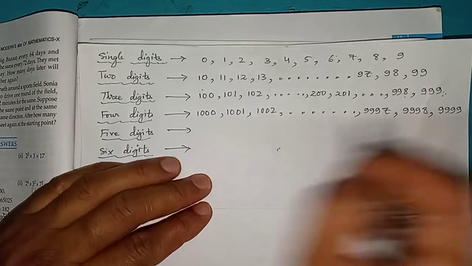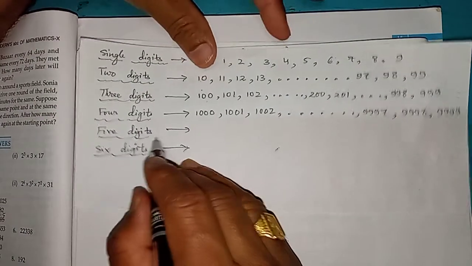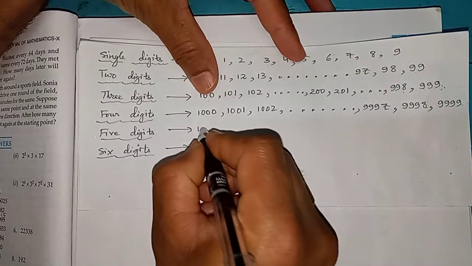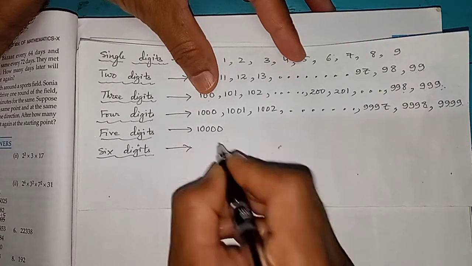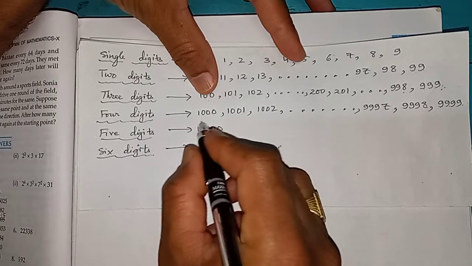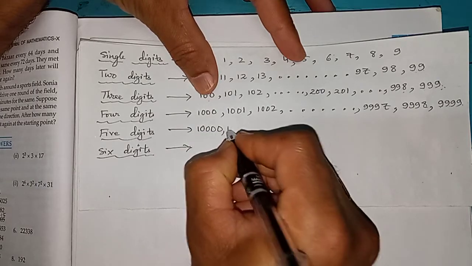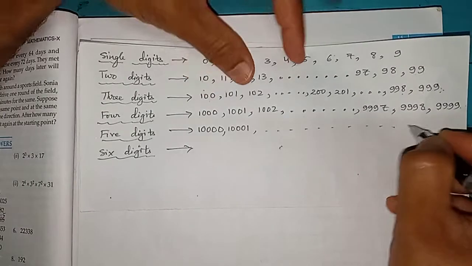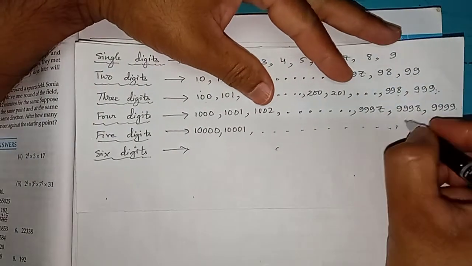Same way, the smallest 5 digit number I have not done here, so let me show you. After 9999 comes 10,000, and the moment I write 10,000, I'm writing 5 digits. So 10,000 is the smallest 5 digit number, then 10,001, 10,002, and in this way the last, the biggest 5 digit number is what?